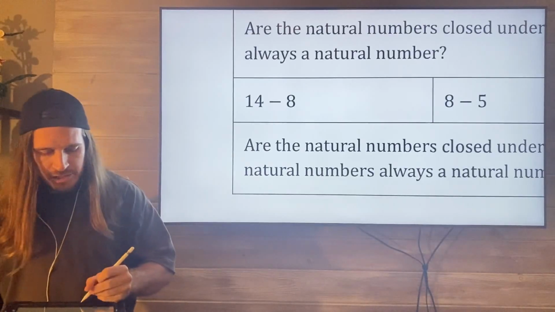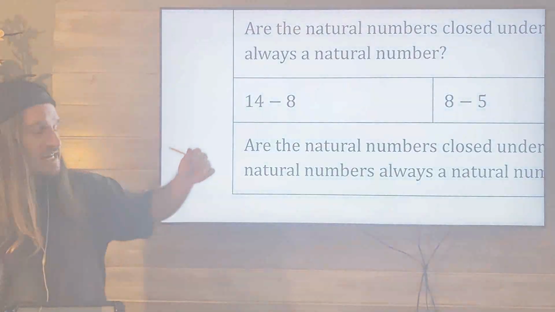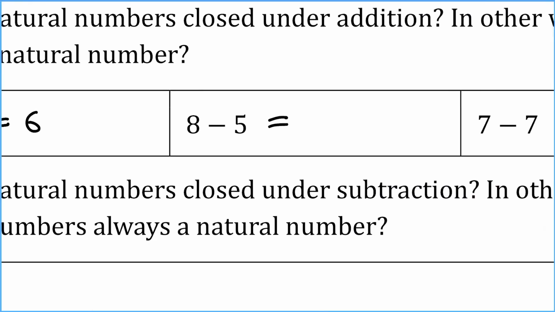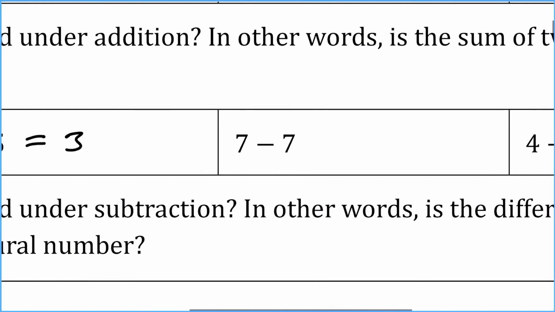But let's turn our attention to subtraction and see what happens. If I take two natural numbers, let's say 14 and 8, and I subtract them, 14 minus 8, that is 6. Okay, 6 is a natural number. Well, what about 8 minus 5? 8 minus 5, that's 3. 3 is a natural number. What about 7 minus 7? Well, 7 minus 7 is 0, and 0 is not a natural number.